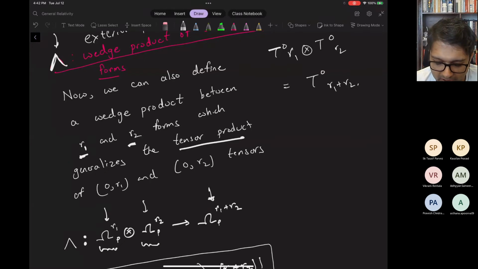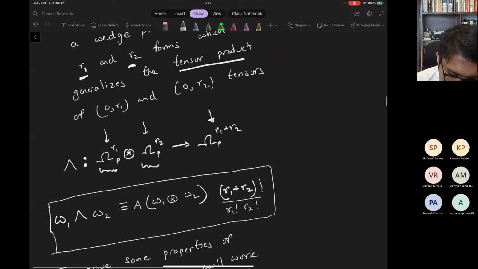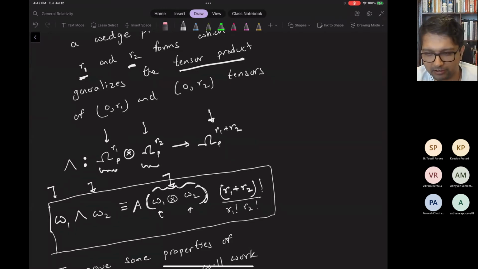Now the way we do this is we define omega 1 wedge omega 2. First we take the tensor product of omega 1 and omega 2. Since these are tensors of type 0R, you can always do this tensor product. But this tensor product need not be anti-symmetric, because it's only totally anti-symmetric in the omega 1 indices and totally anti-symmetric in the omega 2 indices.